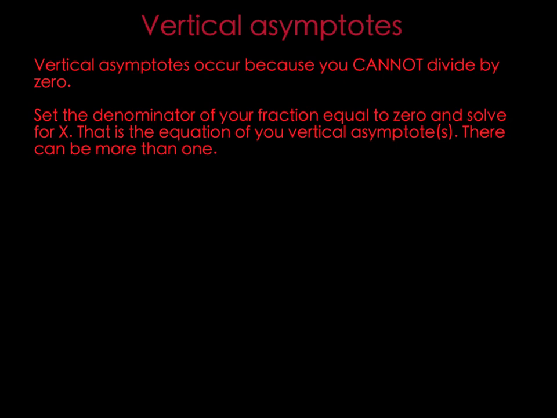Vertical asymptotes occur because you cannot divide by 0, and we saw this in our simple rational functions. All you have to do, no matter what your rational function looks like, is set the denominator of the fraction equal to 0 and solve for x, because that will give you the x values that you can't use, and so those will be the equations of your vertical asymptotes. And I have an S on asymptote because you can have more than one.